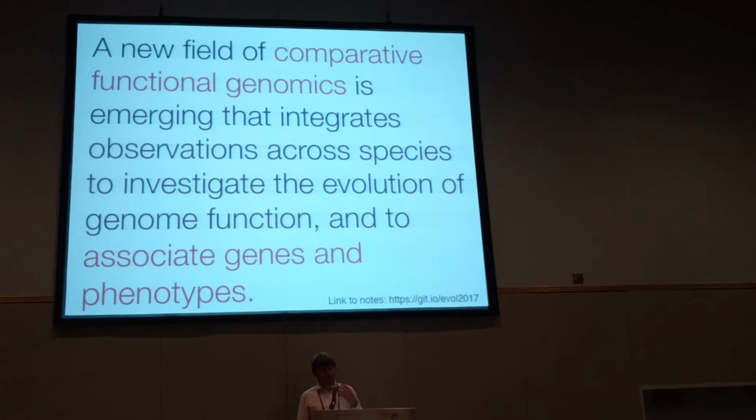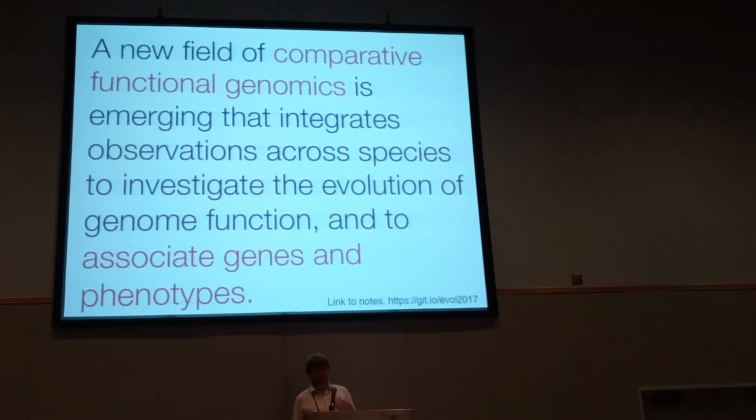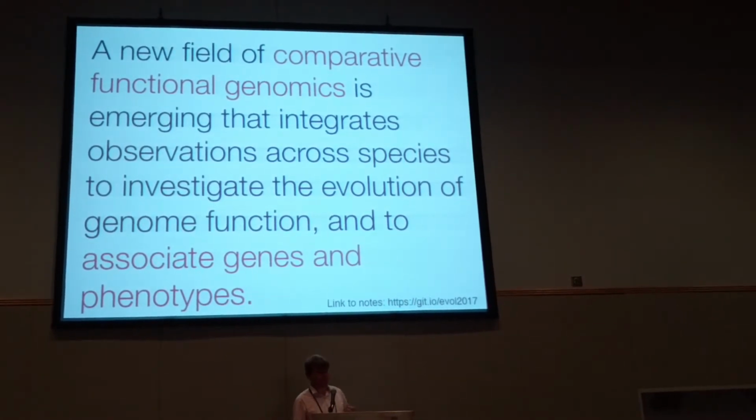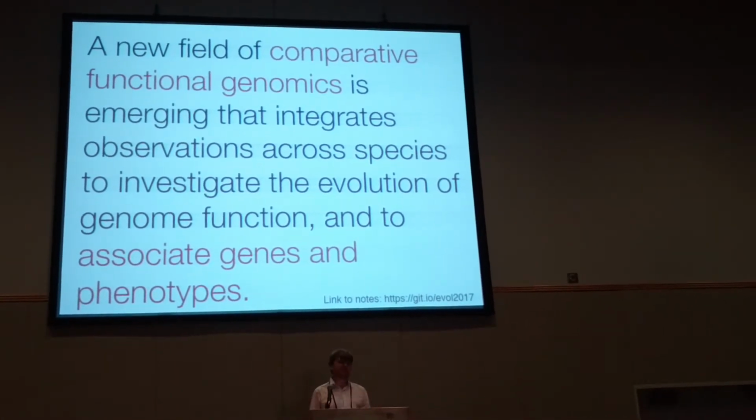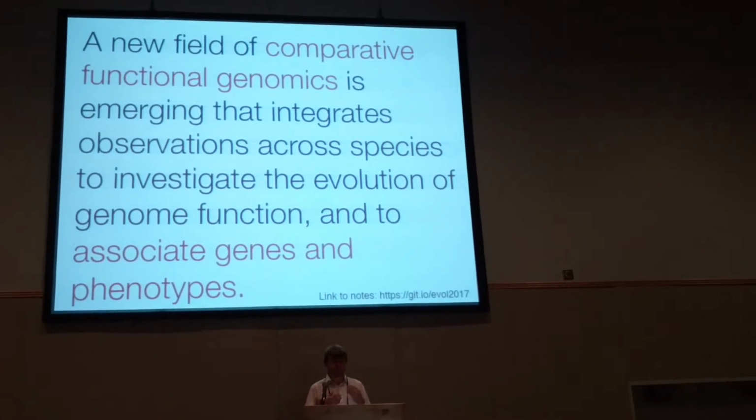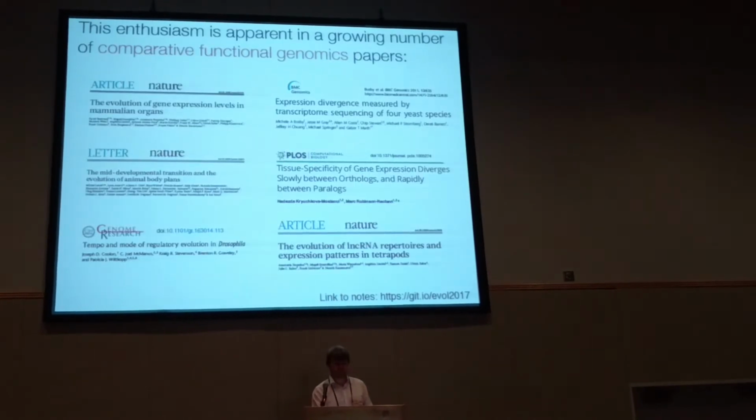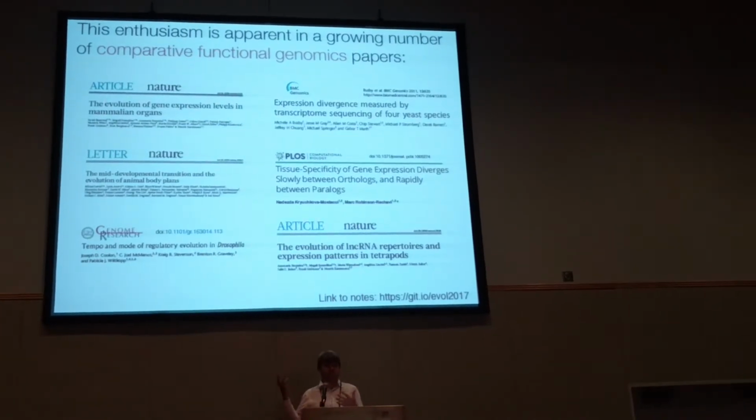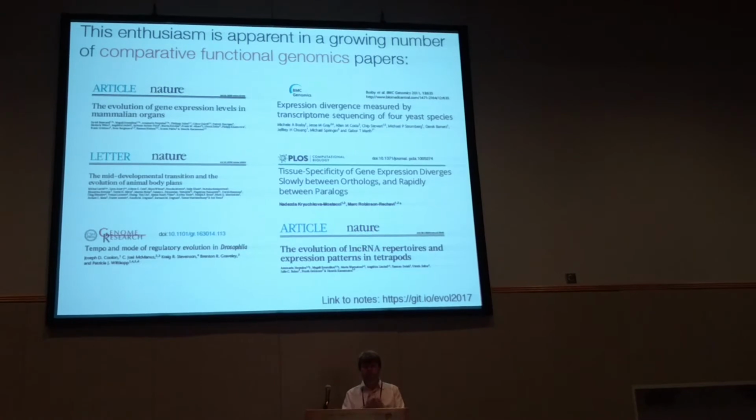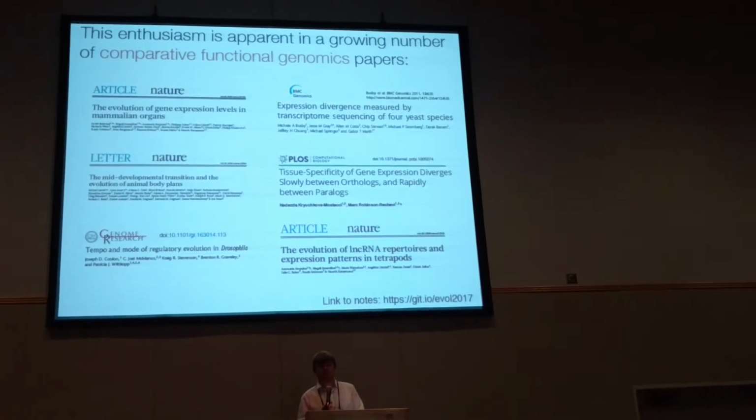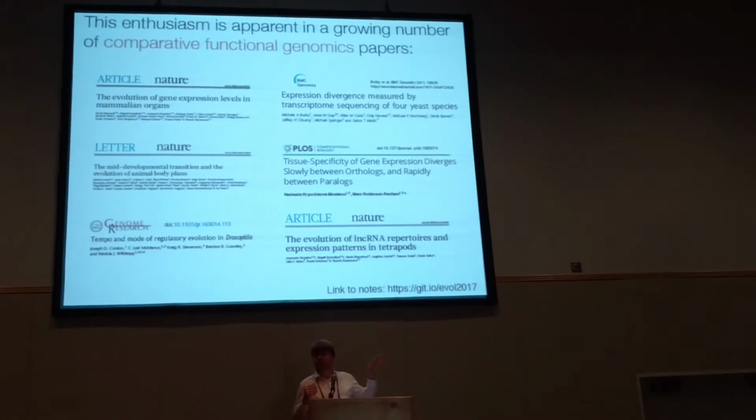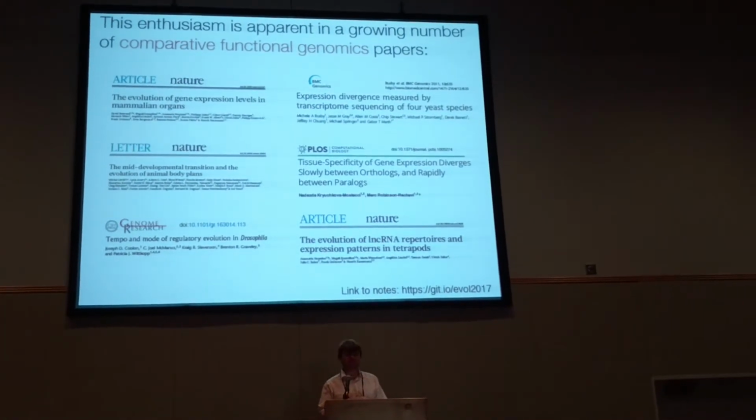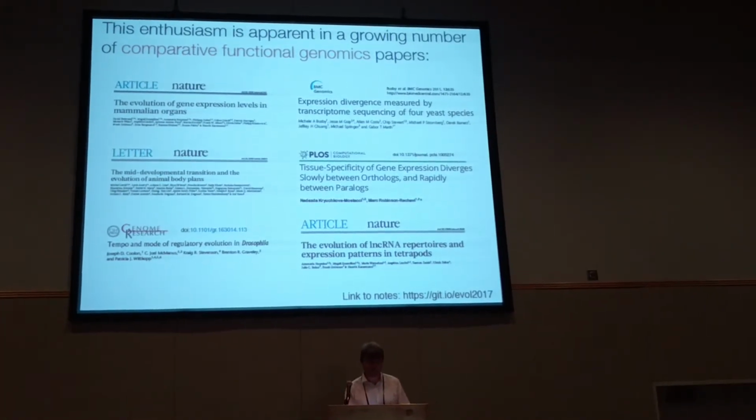And these analyses integrate functional genomic data across species to investigate the evolution of genome function and to do exactly what Stacey was talking about, to associate genes and phenotypes. So the enthusiasm for this approach is apparent in a growing number of comparative functional genomics papers. This is just a smattering of them. I haven't plotted it out, but they're growing exponentially. This is becoming a very popular approach.